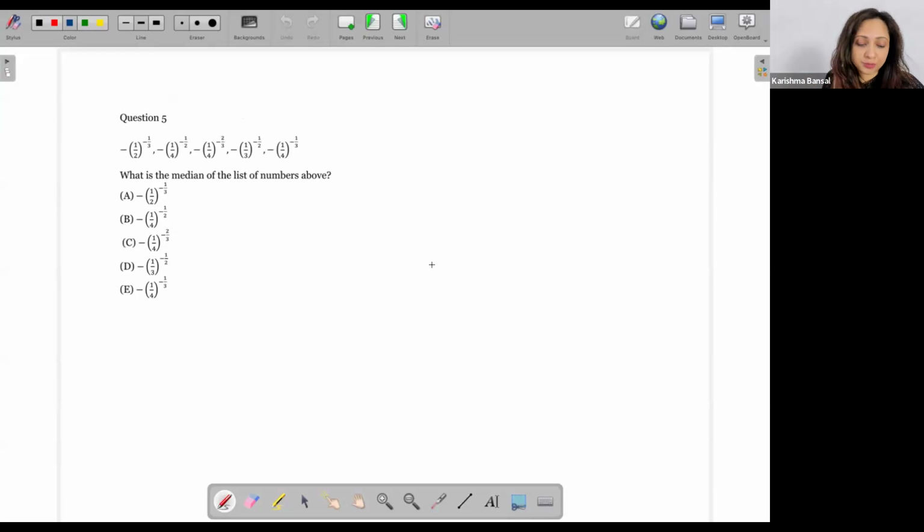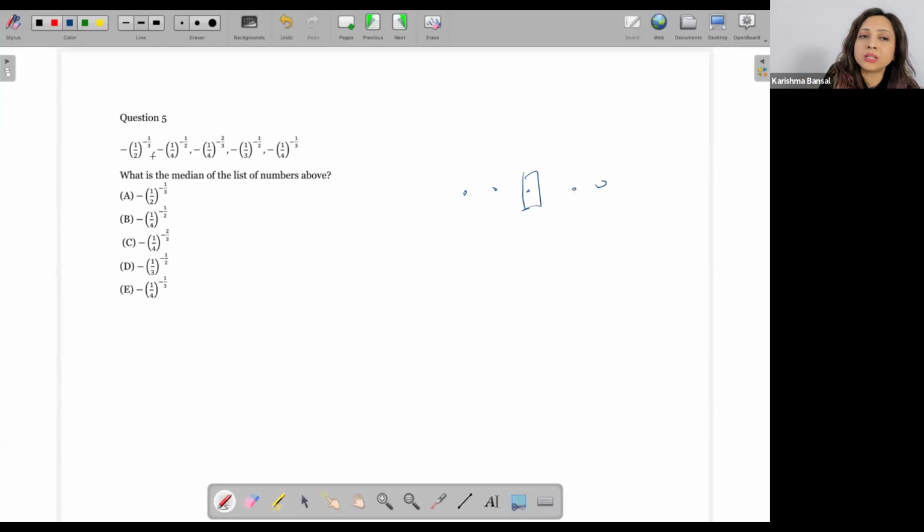Okay, so first of all, we're looking for the median of the list of numbers above. Median means we have 5 terms, and we're looking for the middle term, right? That is how we find the median. It is this term. Now, it doesn't matter whether we put them in increasing order or decreasing order, right?